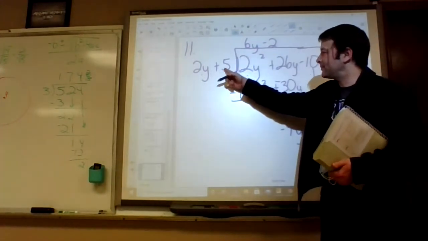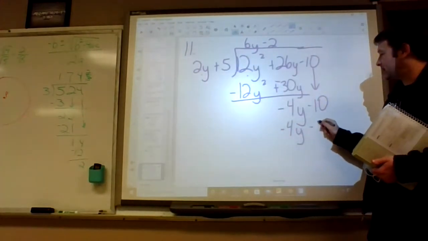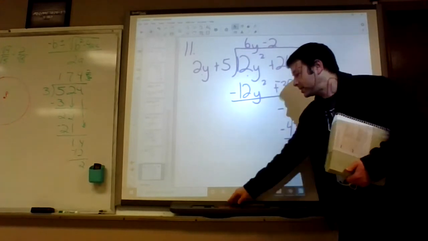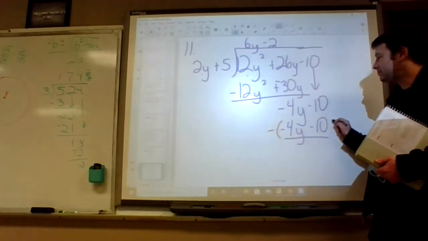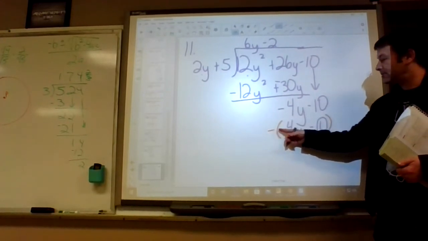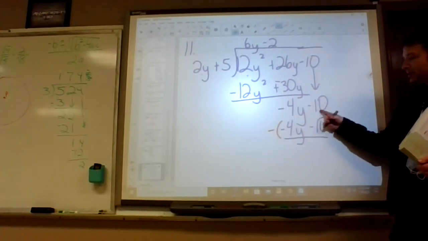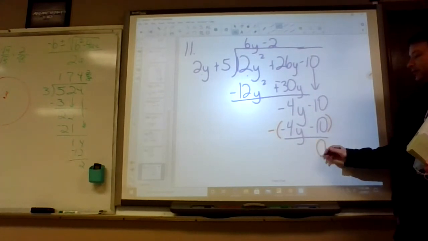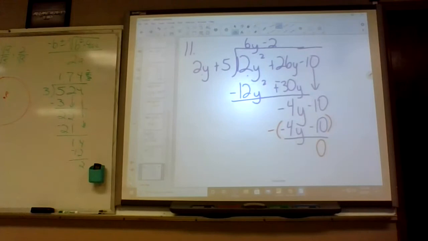Okay, number 11. 12y squared plus 26y minus 2. Use synthetic division? What the heck is synthetic division? Some we haven't learned yet.